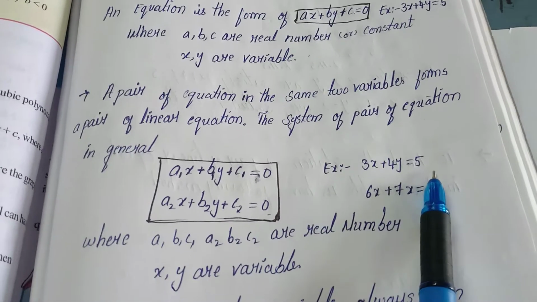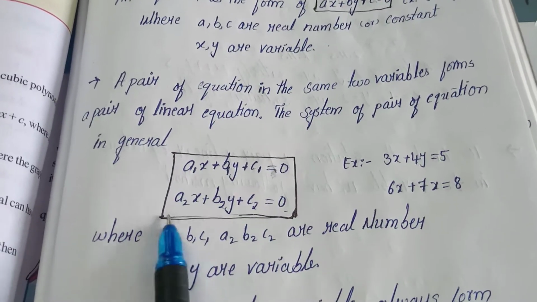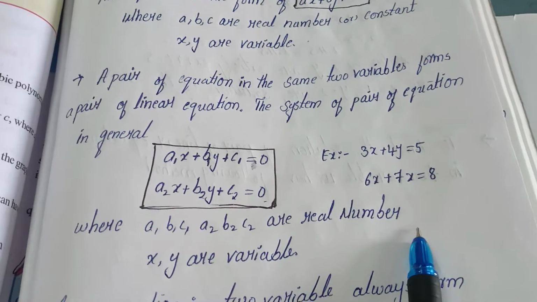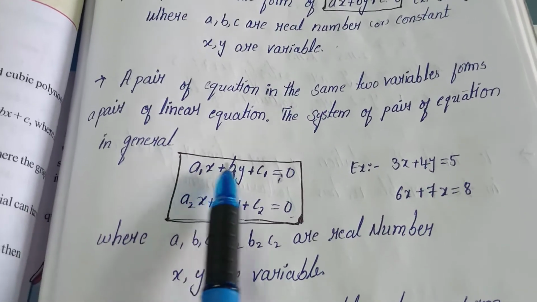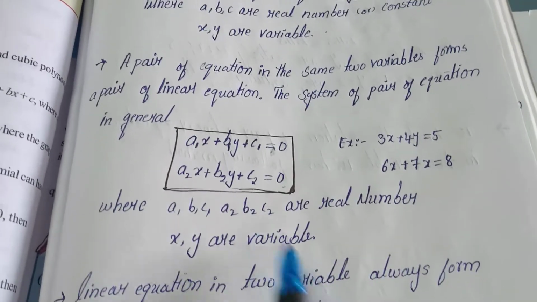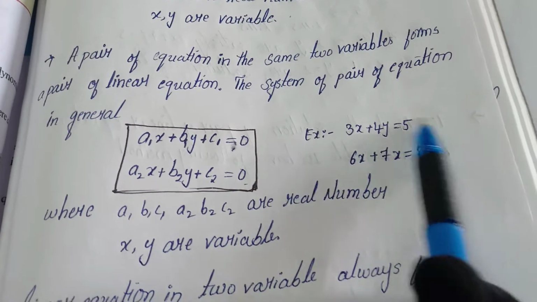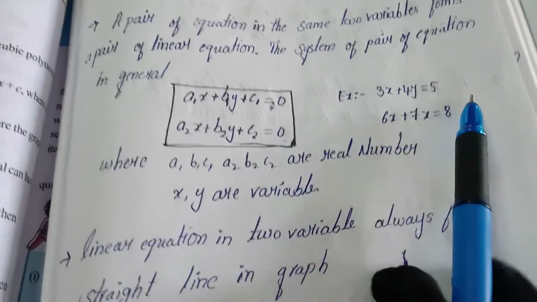Here a1, b1, c1 and a2, b2, c2 are real numbers, constants, but x and y are the variables. The variables are not different, but the constant numbers will be different. With the help of an example we can understand better. Let's see the next.